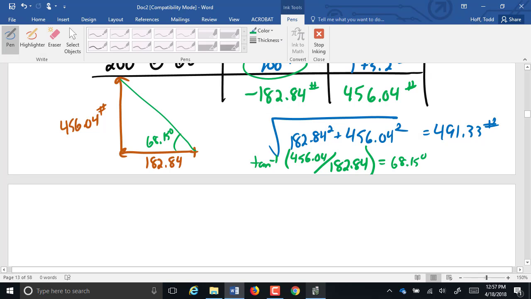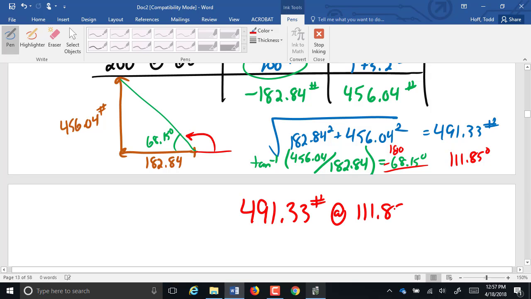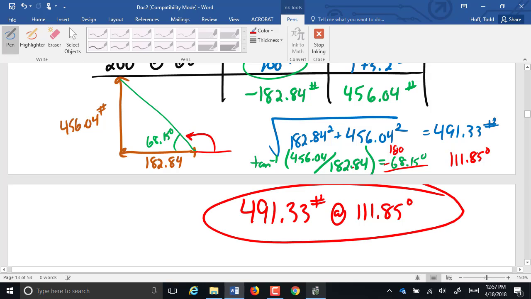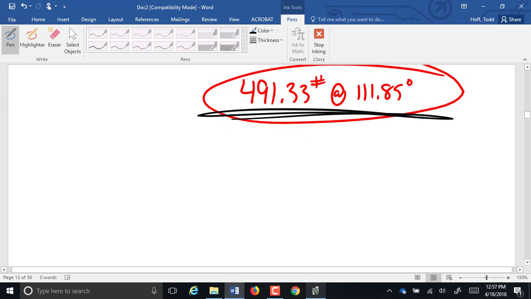So what's our actual directional angle? Yeah, 180 minus that is 111.85. So our resultant vector is 491.33 at 111.85 degrees. How have you had that? Cool. Not so bad? Oh, you're in radian mode when you did it? Okay. What if we want to subtract?